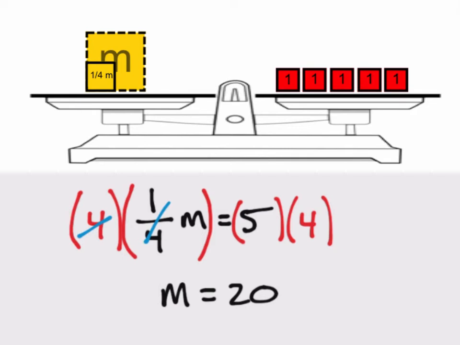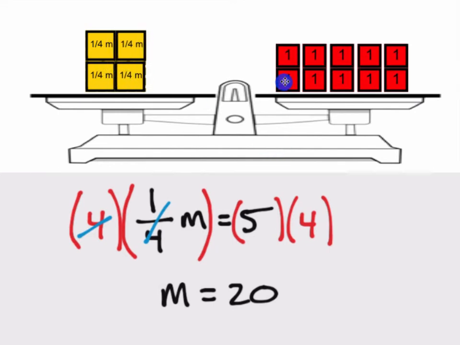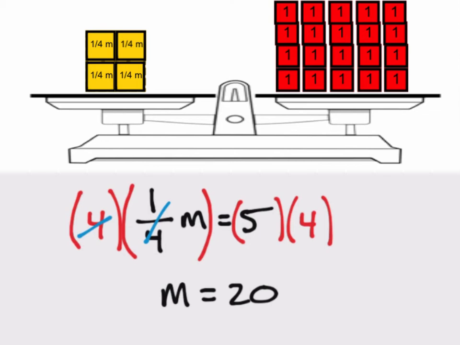Looking at the scale, on the right-hand side, we've got 5 kilogram units. On the left-hand side, you can see what a full-size m block would be, but we only have 1/4 of that. In order to get a full m block, we need to take 4 of these quarter m blocks. So if we're going to multiply the weight on the left-hand side of this scale by 4, we need to multiply the weight on the right-hand side of the scale by 4 as well. And again, we see that m equals 20.